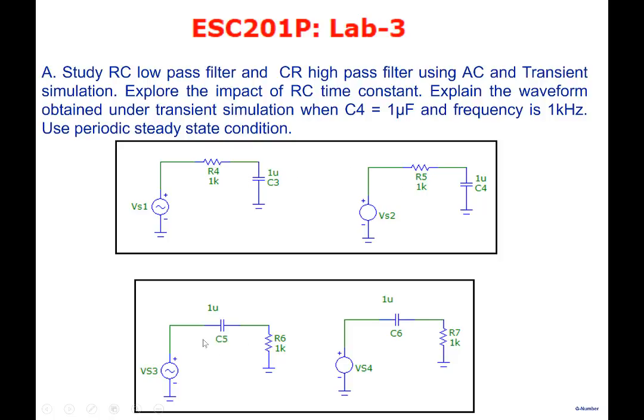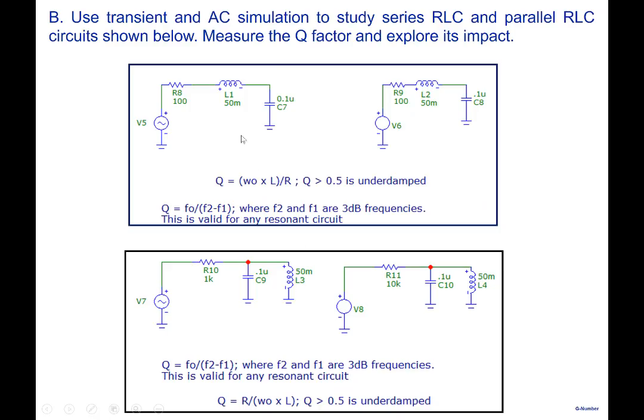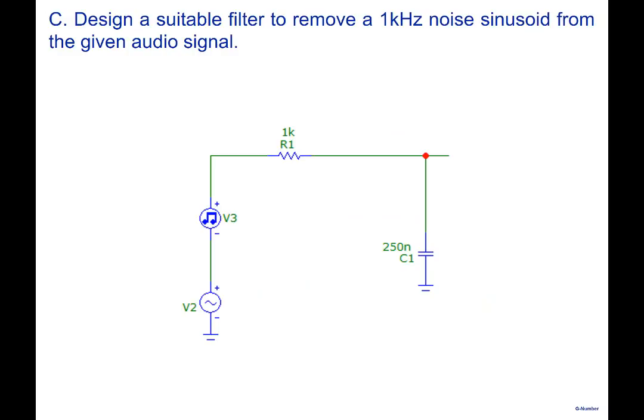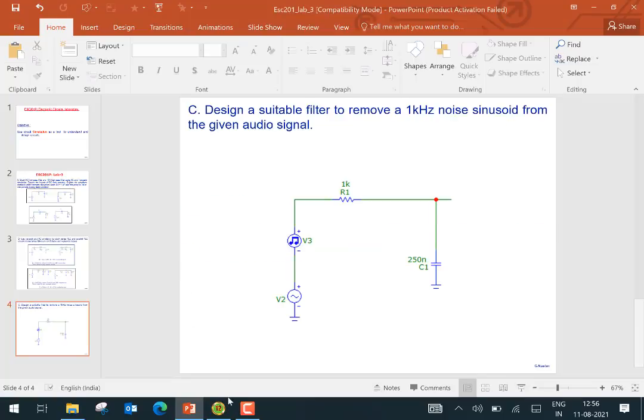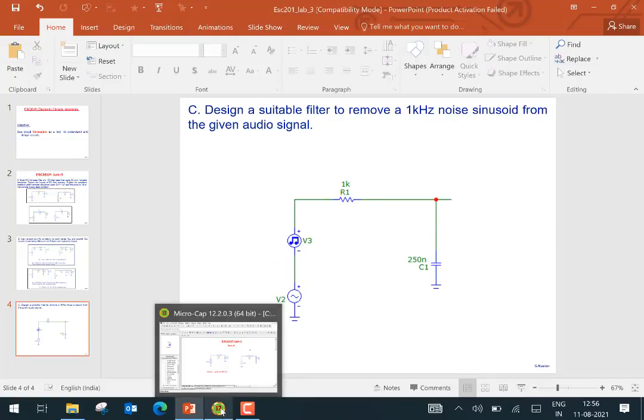And then we'll look at a CR, a capacitance here and a resistor here, and then the voltage is taken over here. And so that's a high pass filter. And then we'll take a look at series RLC circuits and parallel RC circuits. And then finally, we'll look at how to eliminate noise from an audio signal.